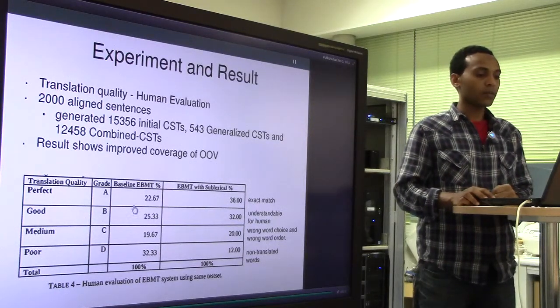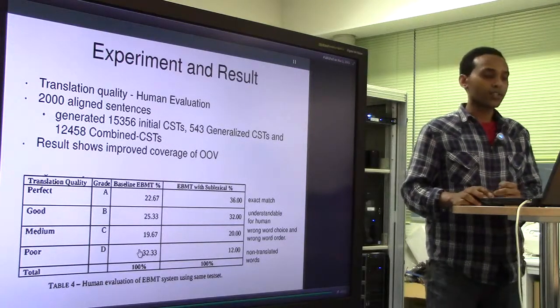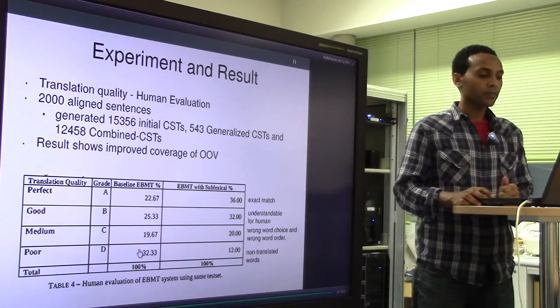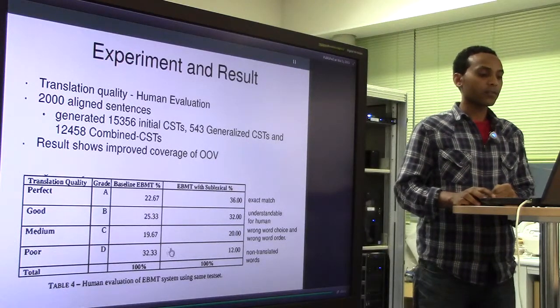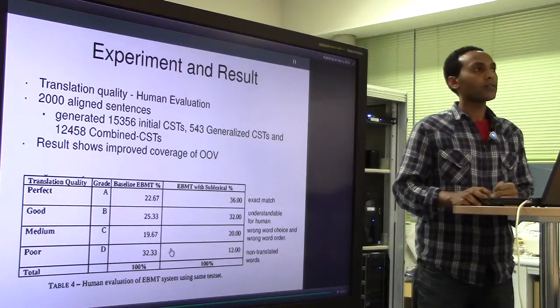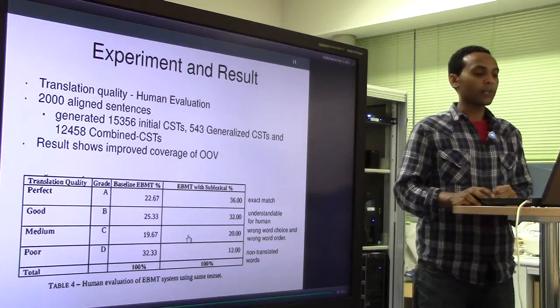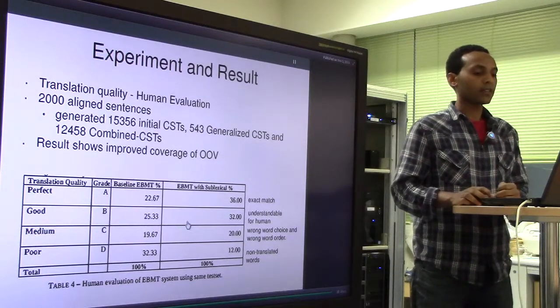So as we can see, there are some improvements when comparing these new results of sub-lexical translation with the baseline results. So this is the short introduction of the sub-lexical translation that they did in this research.